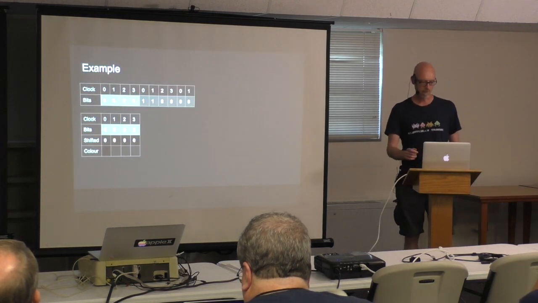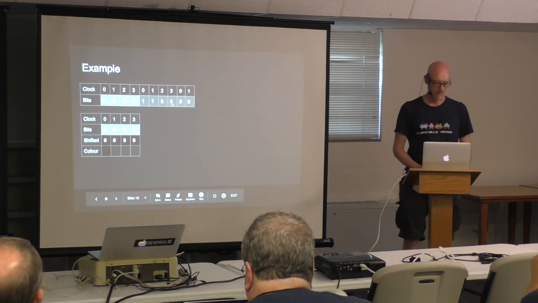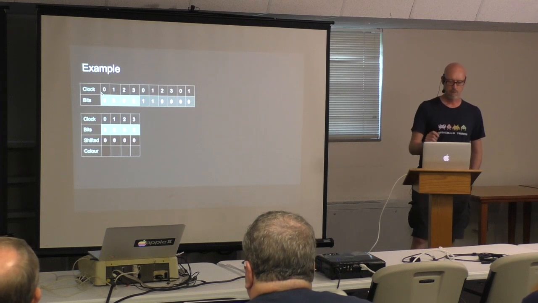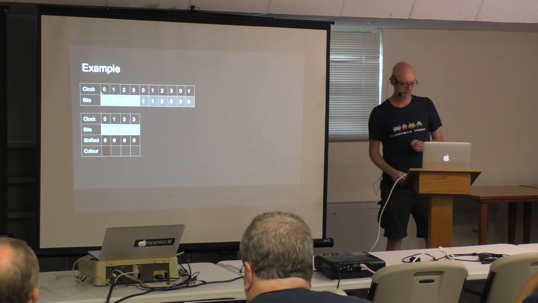Okay, here's an example. So suppose we have this sequence of dots on the screen, and above it I've written the values of the clock, so that we have a clock that goes 0, 1, 2, 3, 0, 1, 2, 3.